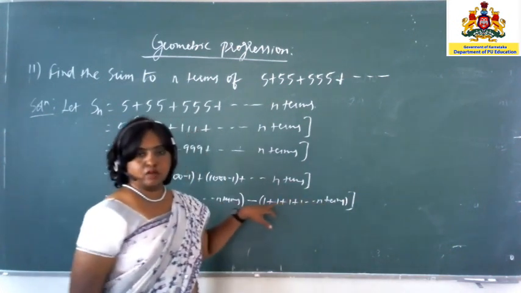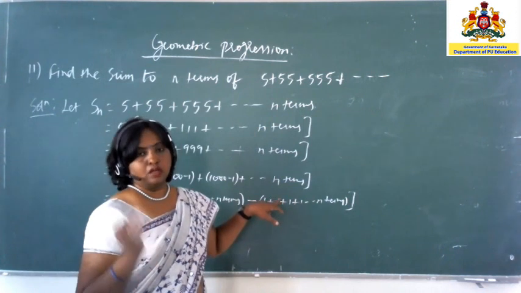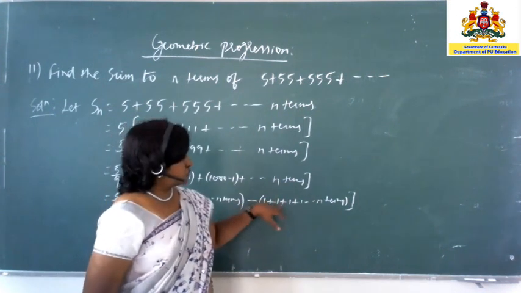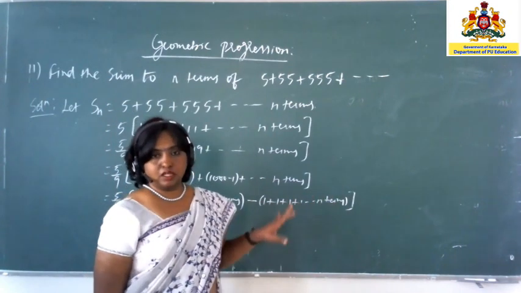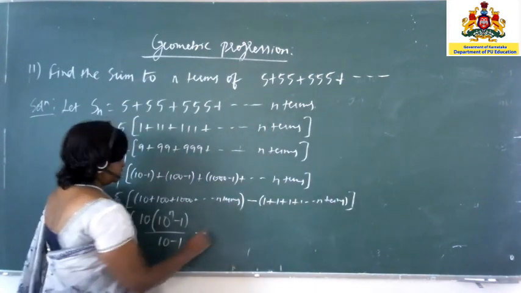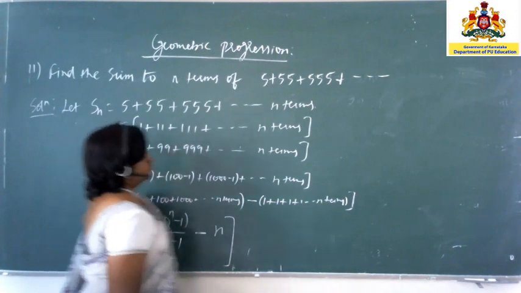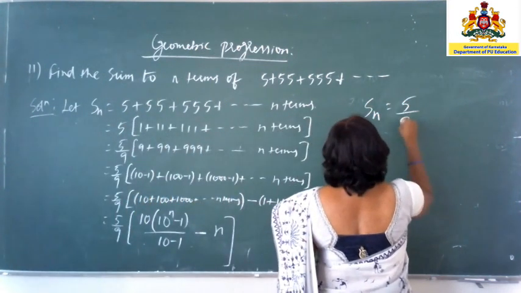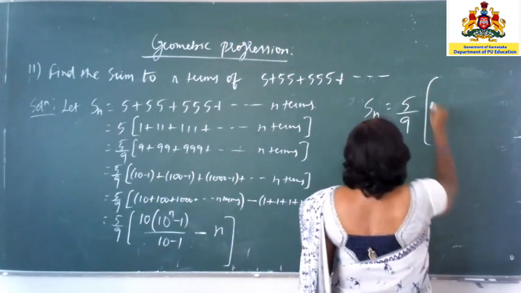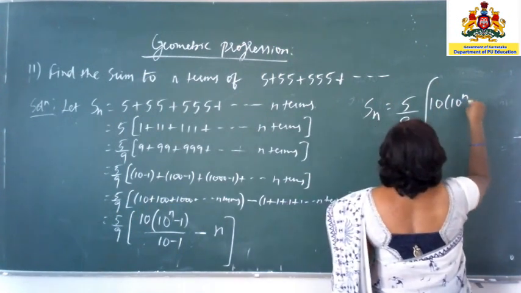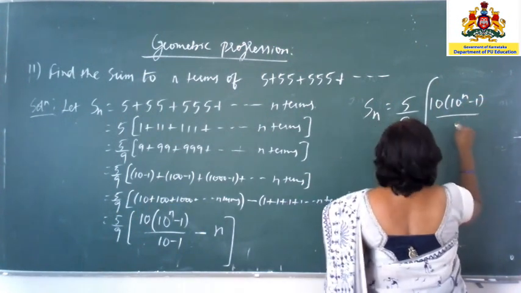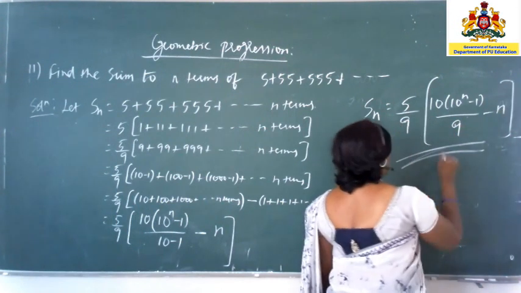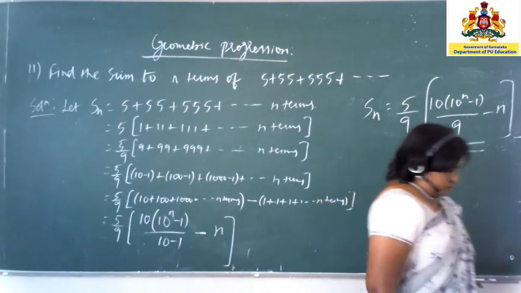Minus 1 plus 1 plus so on up to n times is n. If I consider 1 plus 1 two times, it is 2. 1 plus 1 plus 1 three times, it is 3. Same way, 1 plus 1 plus 1 so on up to n times, it will be n. So minus n. So Sn is equal to 5 by 9 into 10 into 10 to the power of n minus 1 divided by 10 minus 1 is 9, minus n. This is the solution. Yes, make a note.